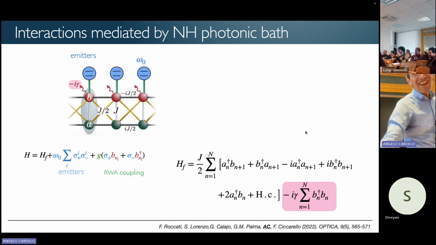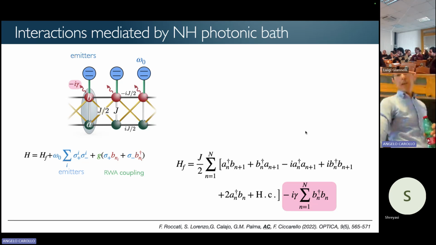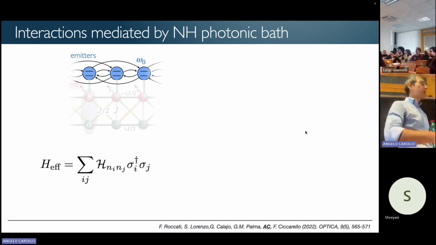Yeah, of course. Now that was the photonic degrees of freedom. Now we have the emitters. We put the emitters, and again we put emitters only here, only on the lossy cavities, and we leave the other part untouched. And again, in the rotating wave approximation, you run that game that I was mentioning before, and you can extract the effective Hamiltonian using that procedure.